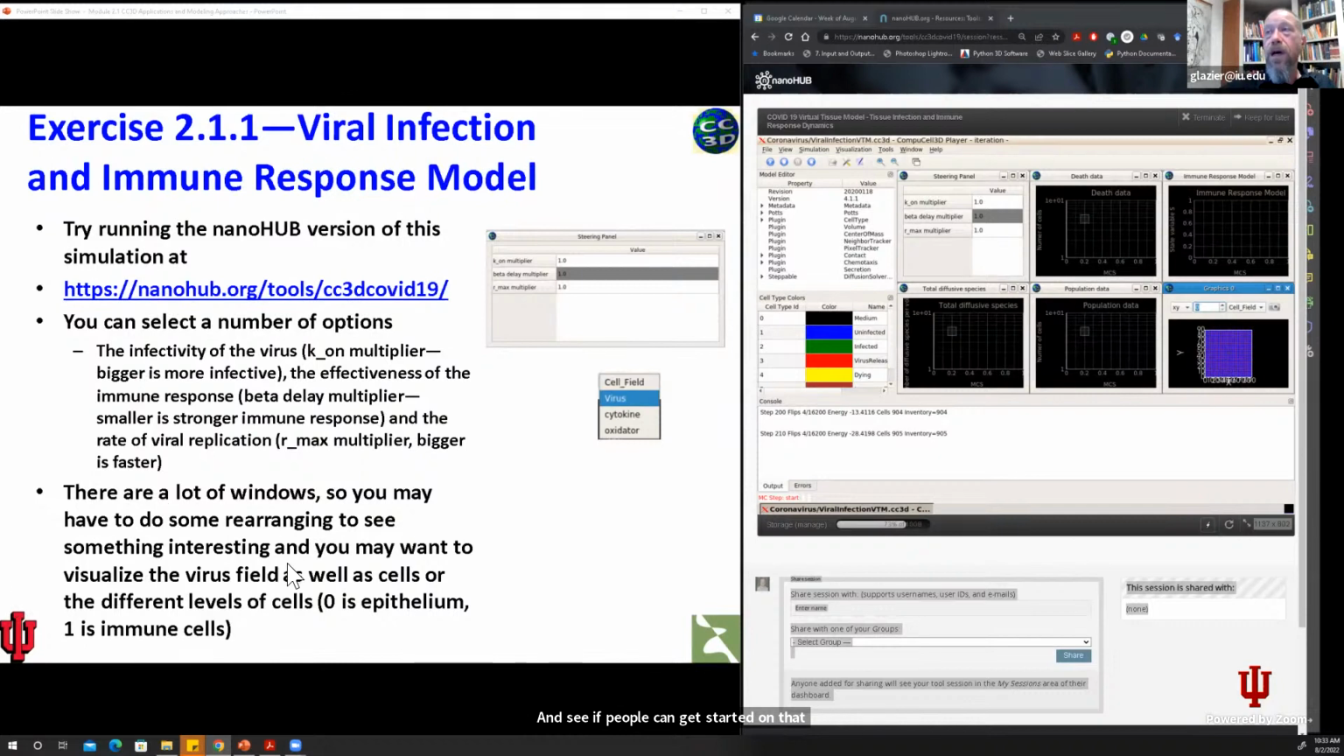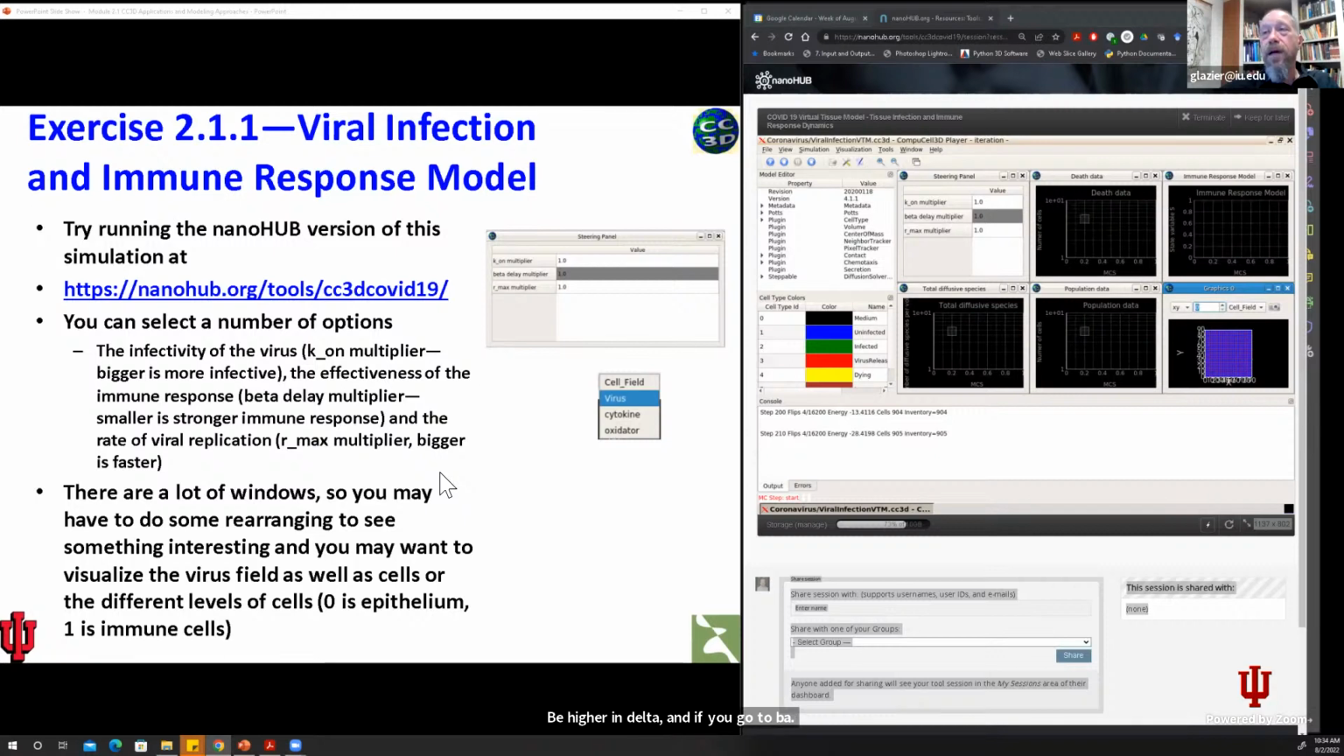You're going to have 3 options here. K-on multiplier basically says how infectious the virus is between cells. So that basically represents the strength of binding between the spike protein in COVID and the ACE2 receptor. So if you go to alpha, that number would be pretty small, be higher in delta, and if you go to BA5, it would be bigger still.